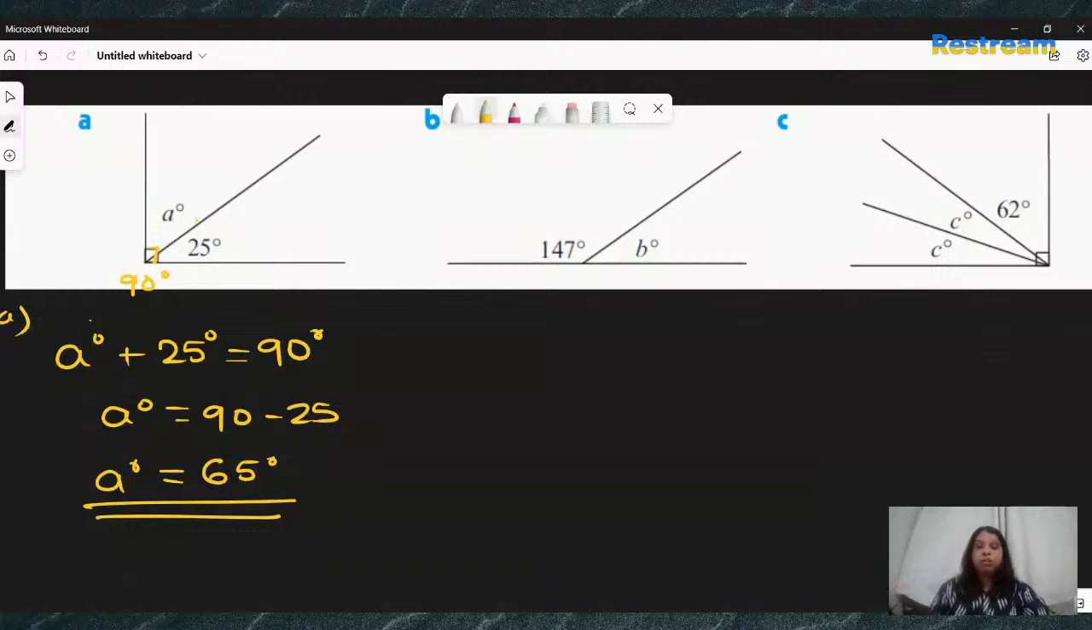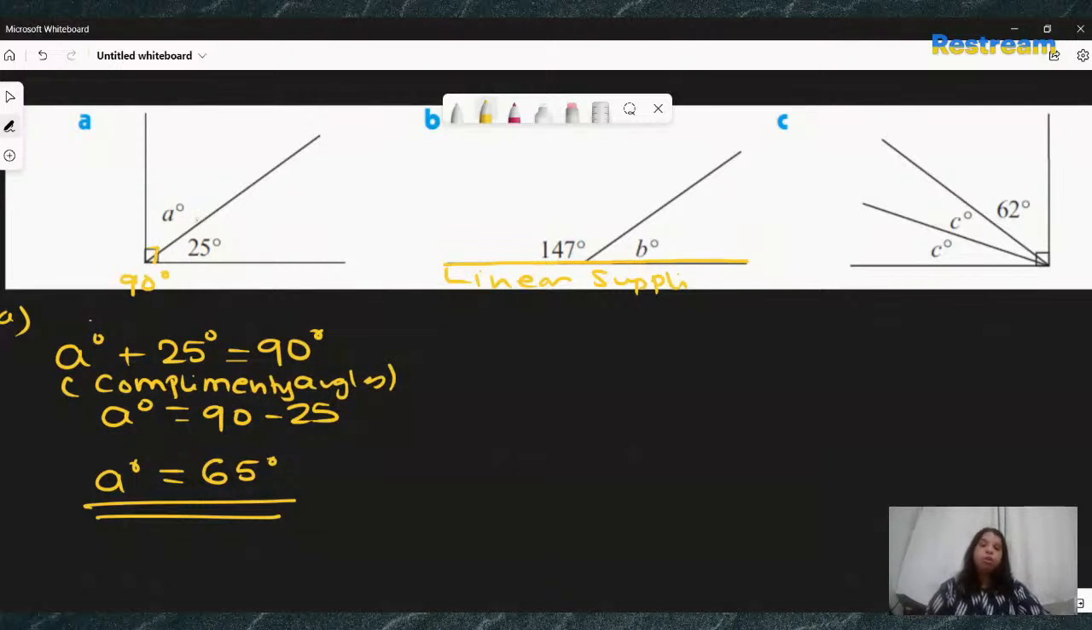Now if you see in question B, those two angles are on a single line, so they are linear supplementary. And when you are writing this, you have to write a reason: they are complementary angles.